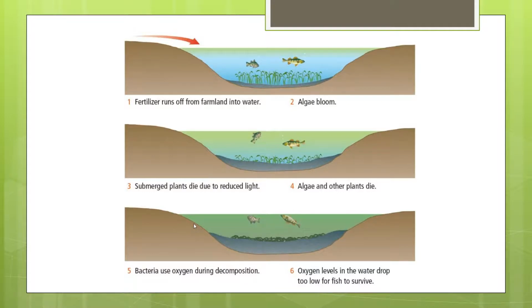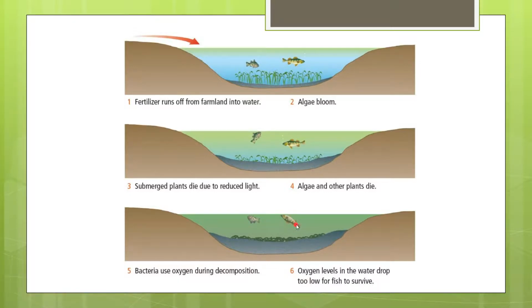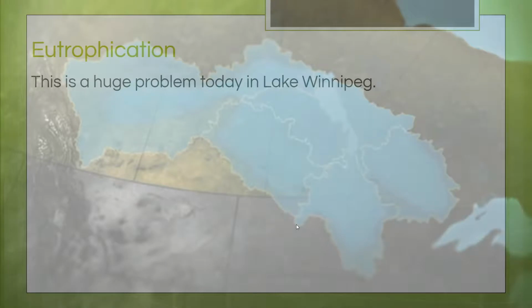Did we learn that before about decomposition, cycling of carbon, right? And so bacteria use oxygen during decomposition. That takes oxygen out of the water, right? Who uses the water? Well, the fish do, right? And the fish breathe in the water, and that's where they get their oxygen from. So oxygen levels in the water drop too low for fish to survive. So it's a slow depletion, right, and destruction of the ecosystem.